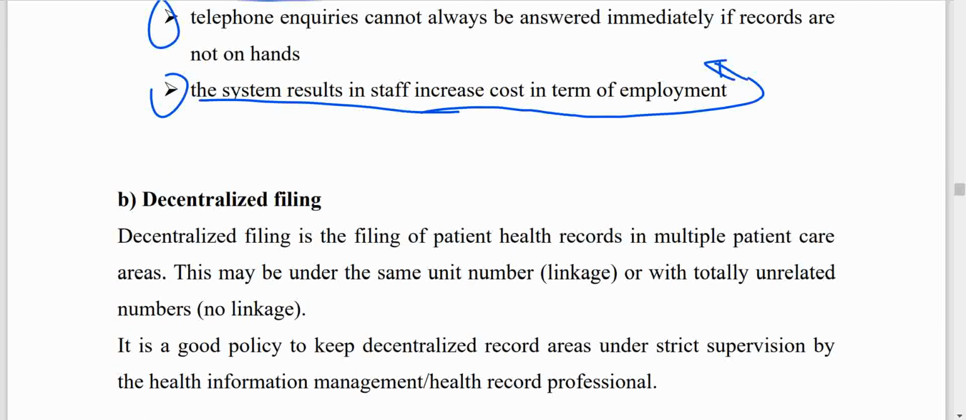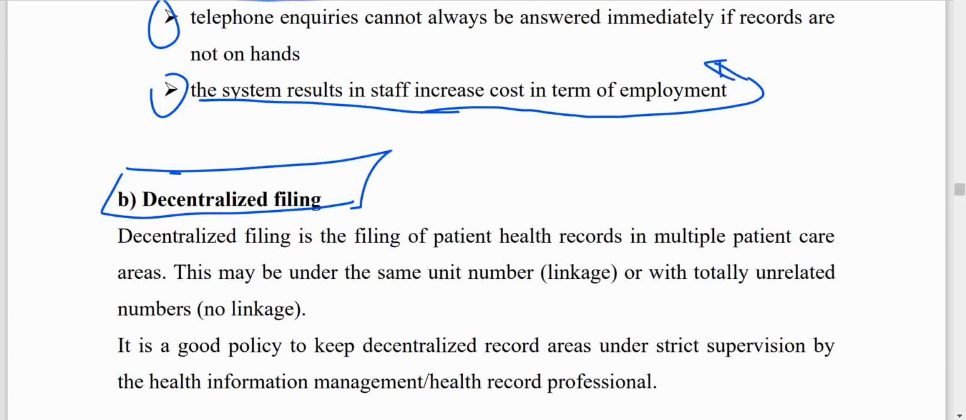All right, so let's talk about decentralized filing. It is the opposite of centralized filing. In centralized filing, we said that we are keeping all records of patients from various units in one location. In this case, records are kept in different departments. Each department creates their own records, and we don't bring them together. Each and every department will keep their own records. So it's the opposite of the other one.